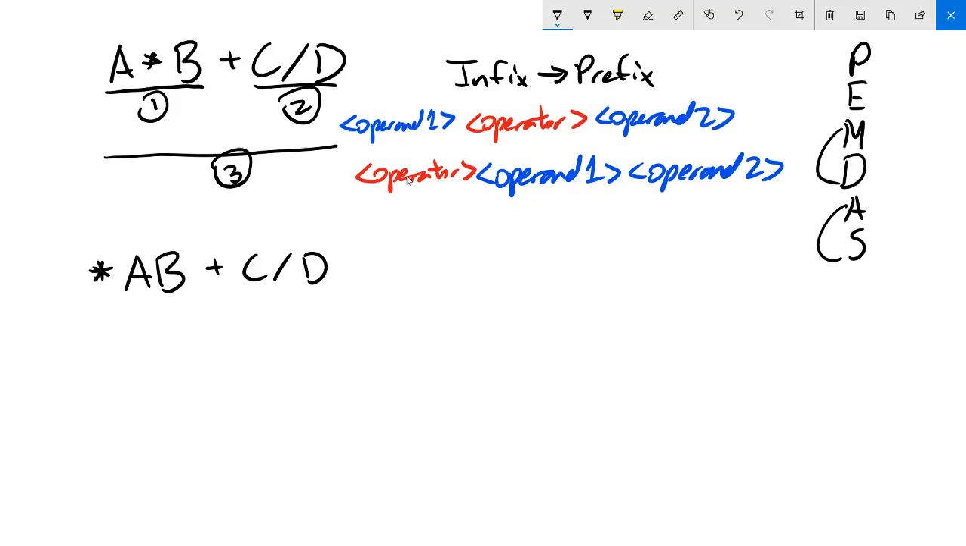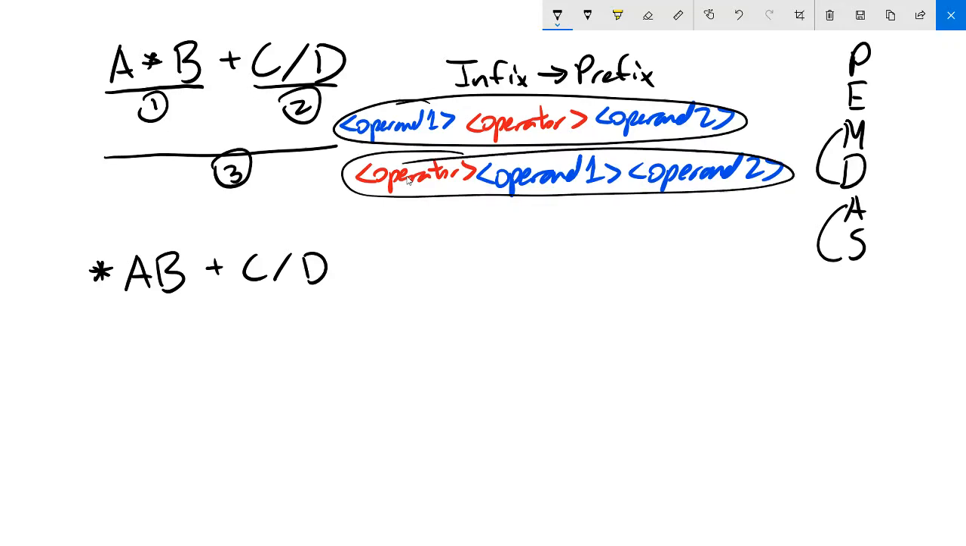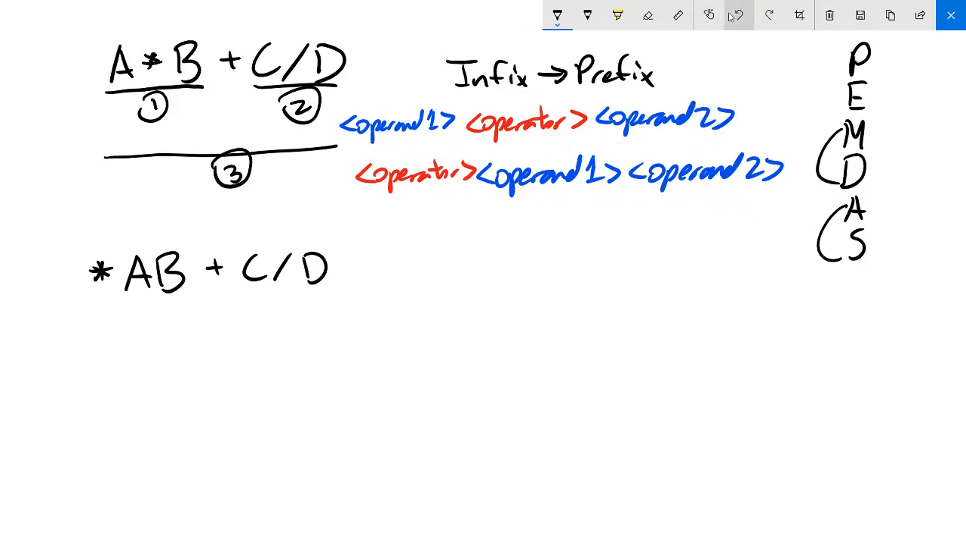So that was the first step. We first saw that we would do multiplication first in this problem, so we converted from this infix problem to a prefix problem. Okay, let's go ahead and continue.